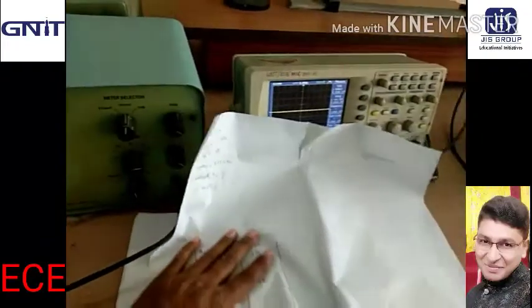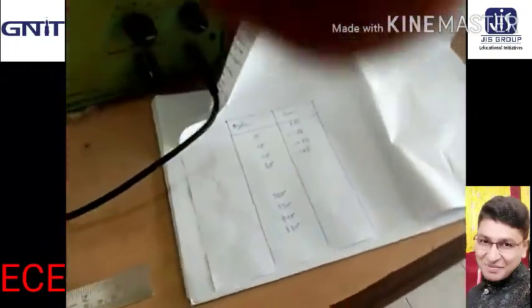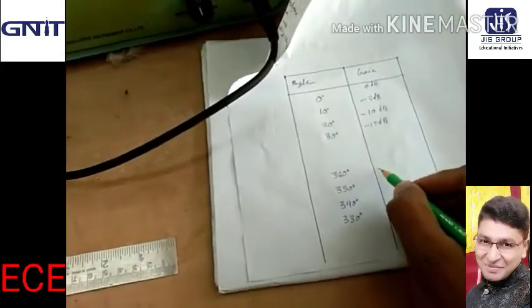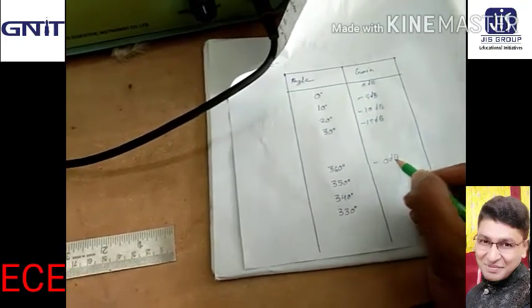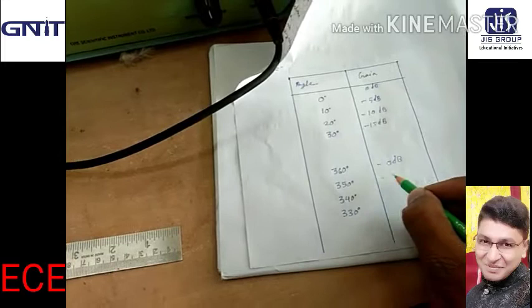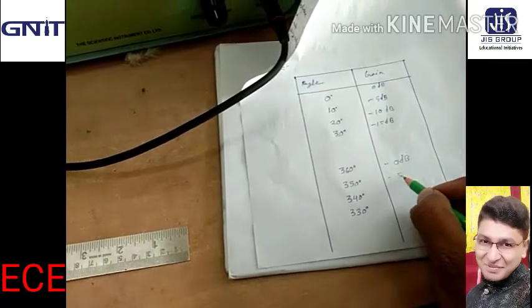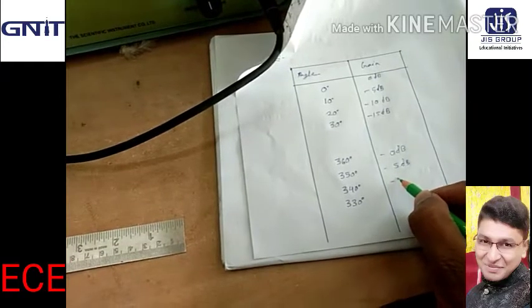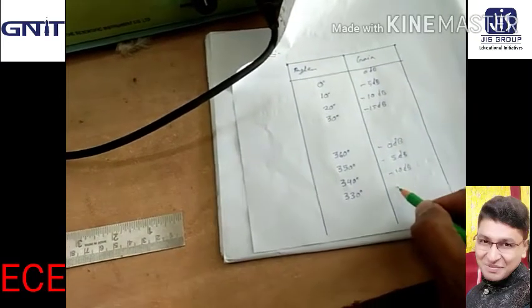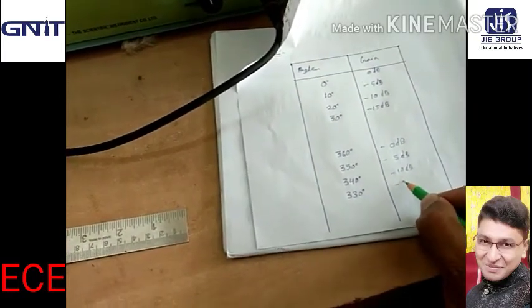In the same process, we apply the other side: the 360 degree reading is 0 dB, the 350 degree reading is minus 5 dB, the 340 degree reading is minus 10 dB, and the 330 degree reading is minus 15 dB.